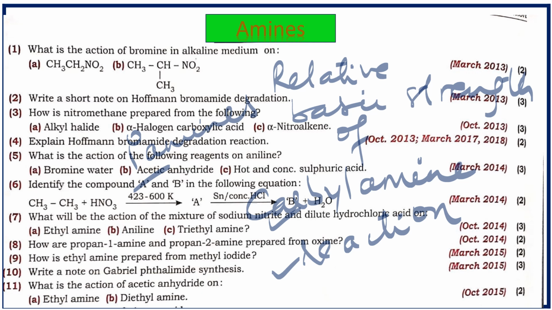Electrophilic substitution reactions of aromatic amines, in that bromination, nitration, sulfonation. Guys, in sulfonation we are going to come across a new term, dipolar ion or Zwitter ion. Many times there was a question for 1 mark, define Zwitter ion. So go through the definition of Zwitter ion too.